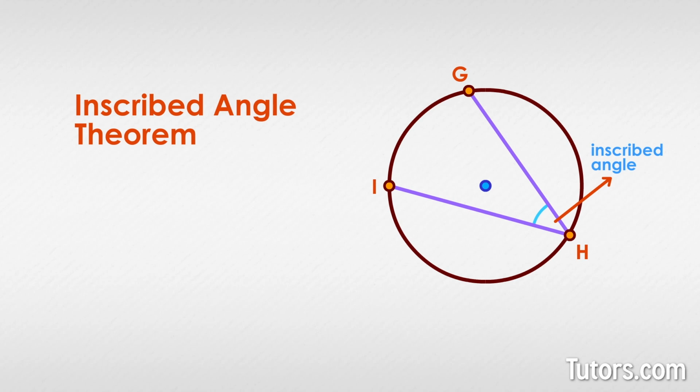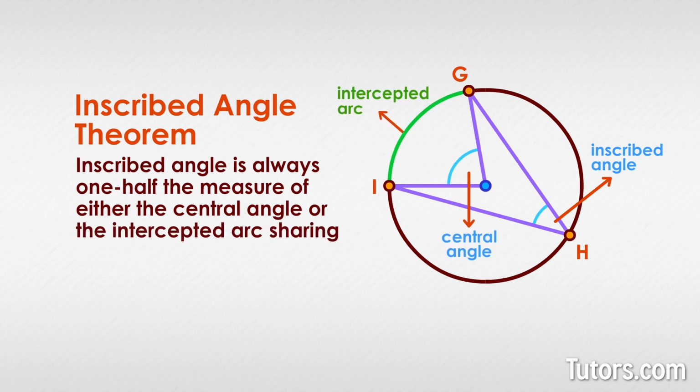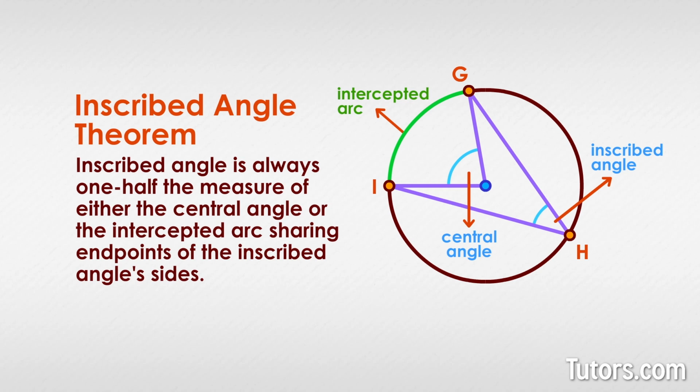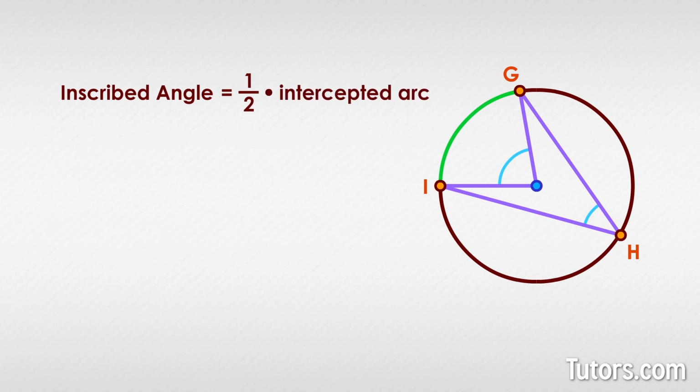The inscribed angle theorem tells us that an inscribed angle is always 1/2 the measure of either the central angle or the intercepted arc sharing the endpoints of the inscribed angle's sides. Let's look at our formula. The inscribed angle equals 1/2 times the intercepted arc.